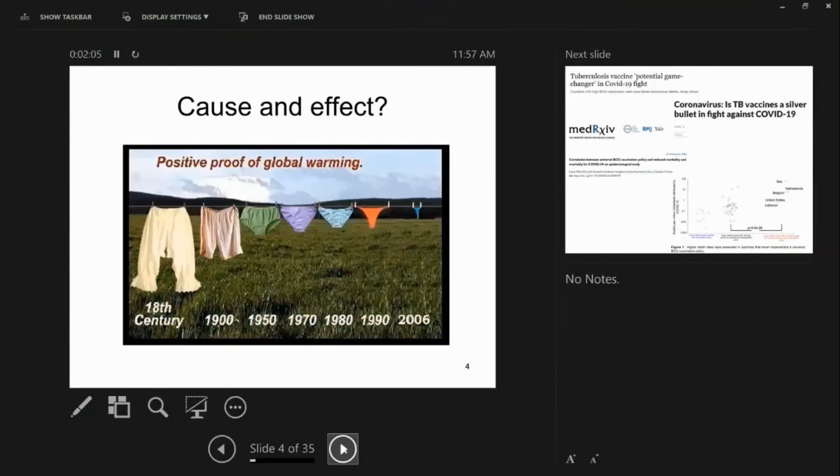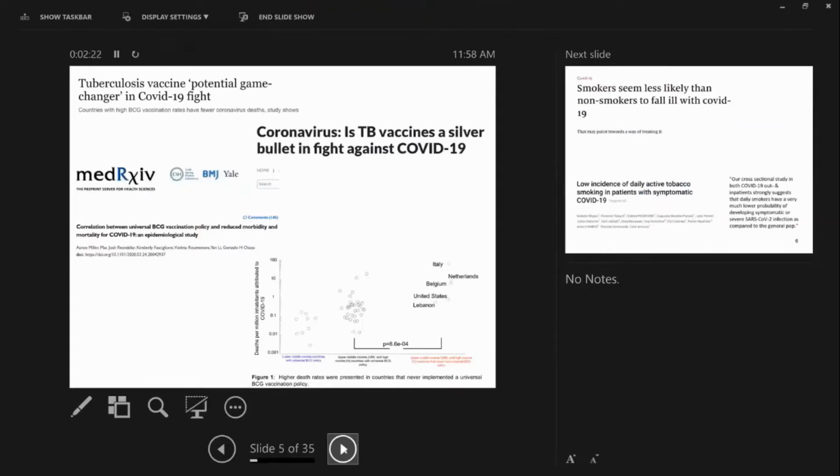Unfortunately, the public's understanding, or how the media portrays cause and effect, is extremely naive. This cartoon is a joke showing the correlation between clothes and global warming. But we are starting to see very similar media reporting and preprints. Is BCG a silver bullet, a game changer against COVID? On the basis of what? On the basis of early preprints like this, which merely show an ecological, country-level correlation between BCG vaccine and COVID. I would argue that these headlines are misleading and should have been a lot more toned down than what the paper actually suggests.